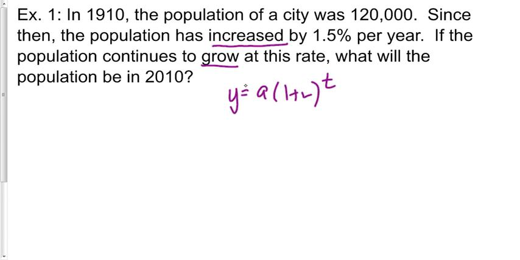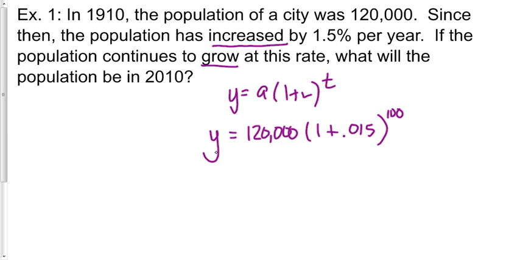So let's fill in what we know. The population of a city was 120,000. That's your initial amount, A. In parentheses, we've got 1 plus r. The rate of increase here is 1.5%. So as a decimal, that's 0.015. And t is our time in years. We also know that value. From 1910 to 2010, that's 100 years. If you subtract those dates, we get 100 years. And the question is, what will the population be in 2010? 100 years later, basically. So we're trying to figure out what y is.